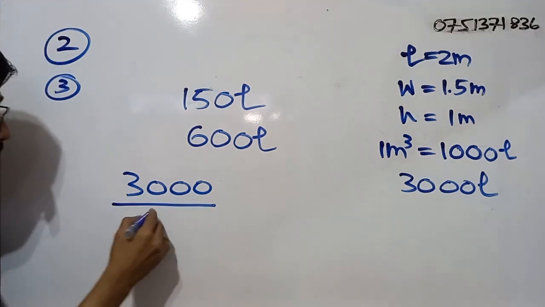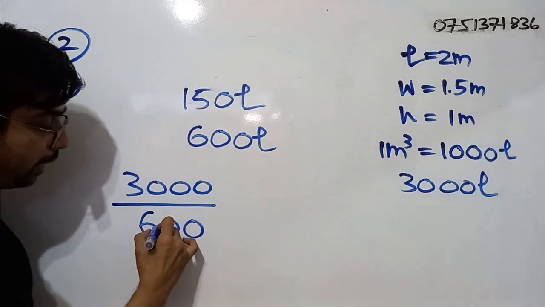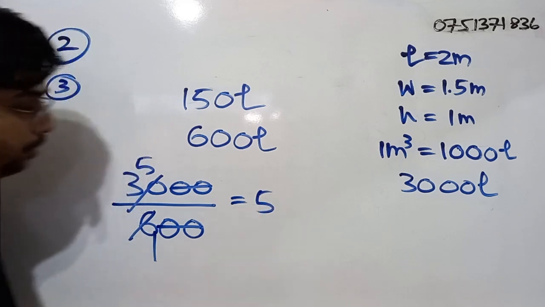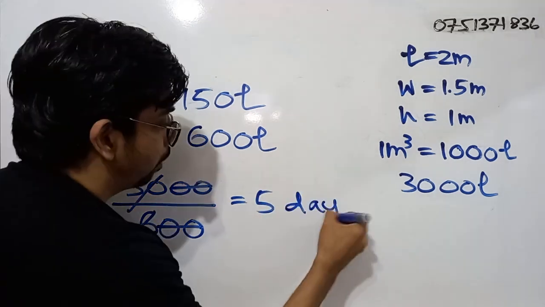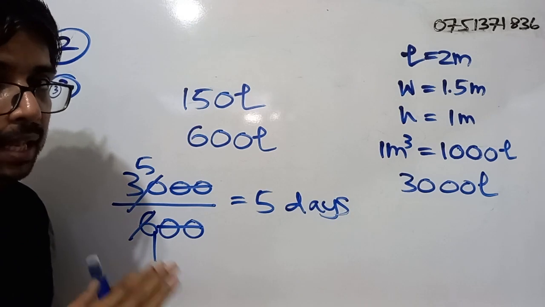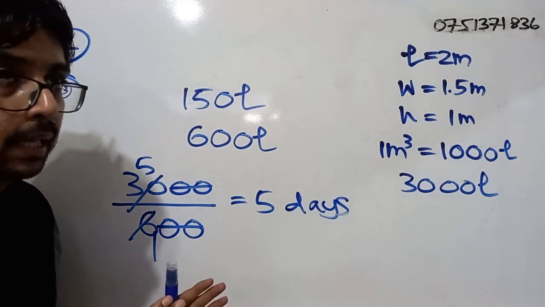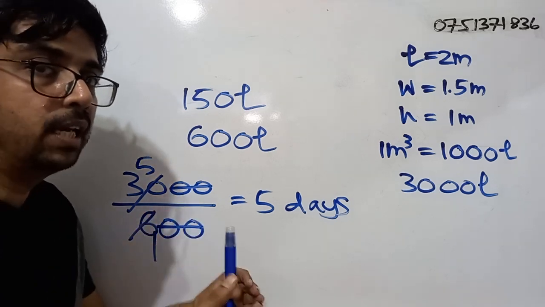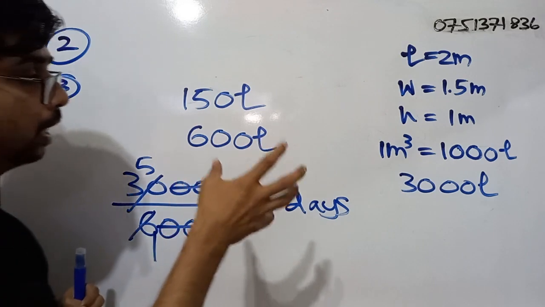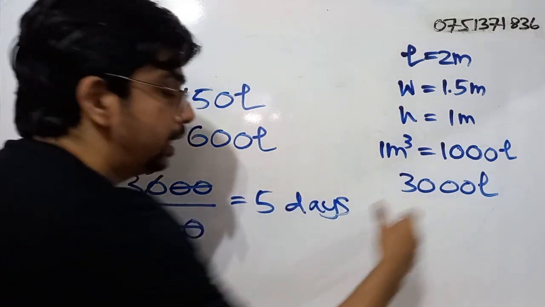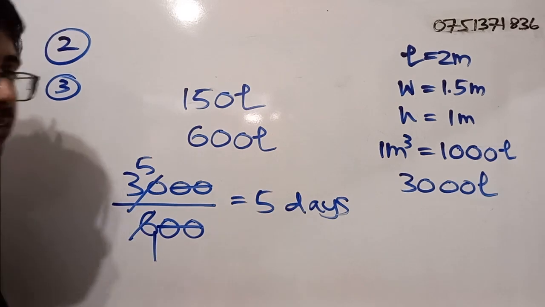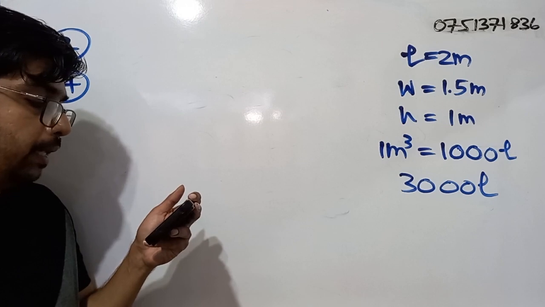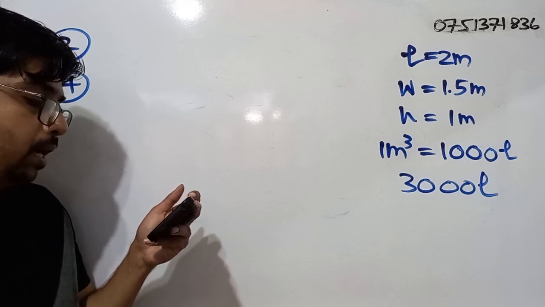3000. So that will be the capacity of the tank. We will divide that by what? 600. So I can cancel off these two zeros. 6 into 1, 6 into 5. So we get 5. Now what are these? Days. Right. So that means if the tank is full and the number of people we have is 4 and one person requires 150 liters of water daily, the amount of water, which is 3000 liters, is enough for 5 days.